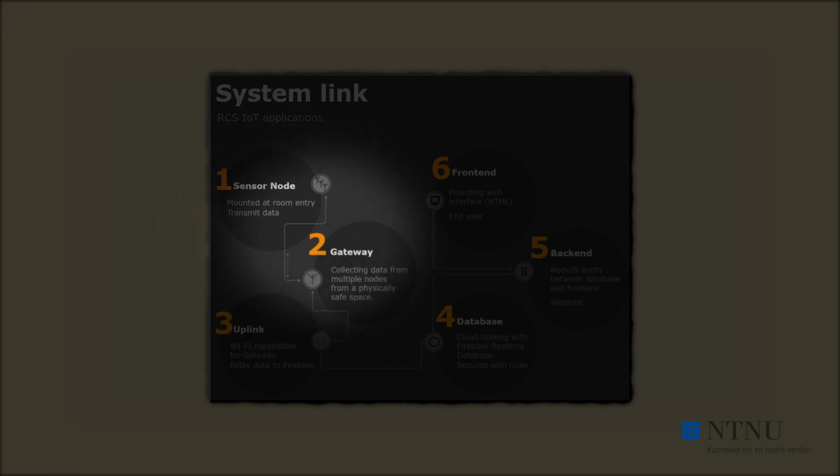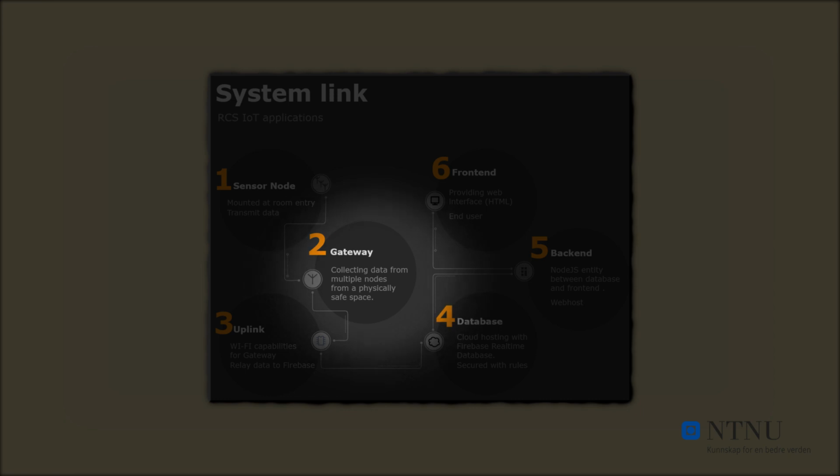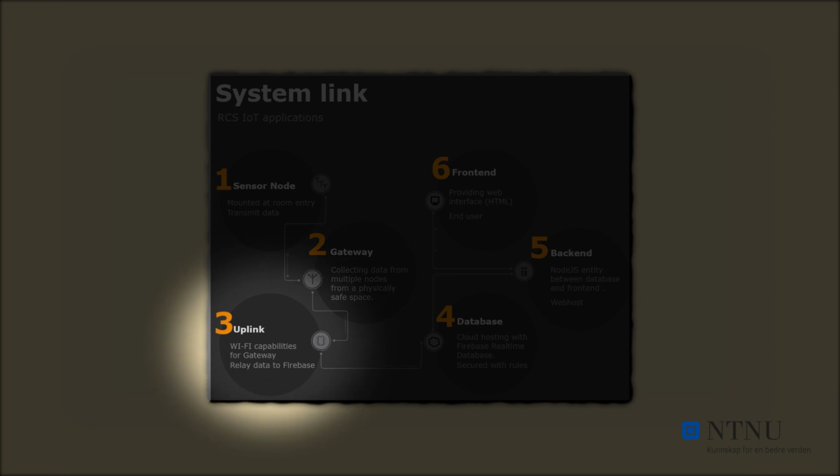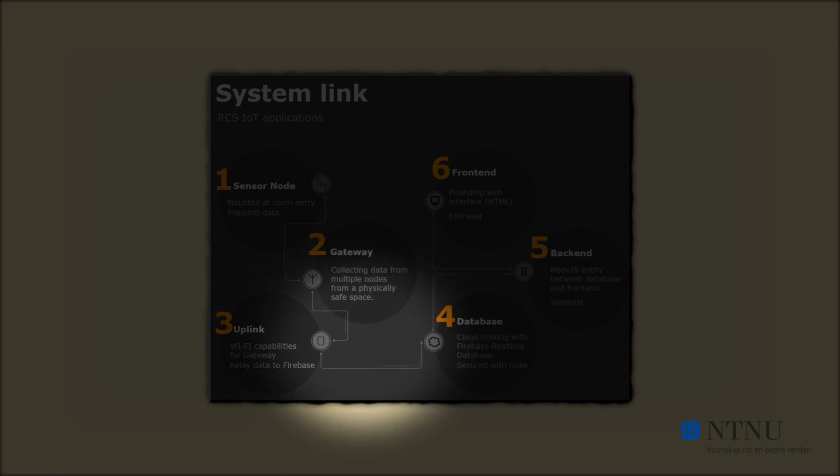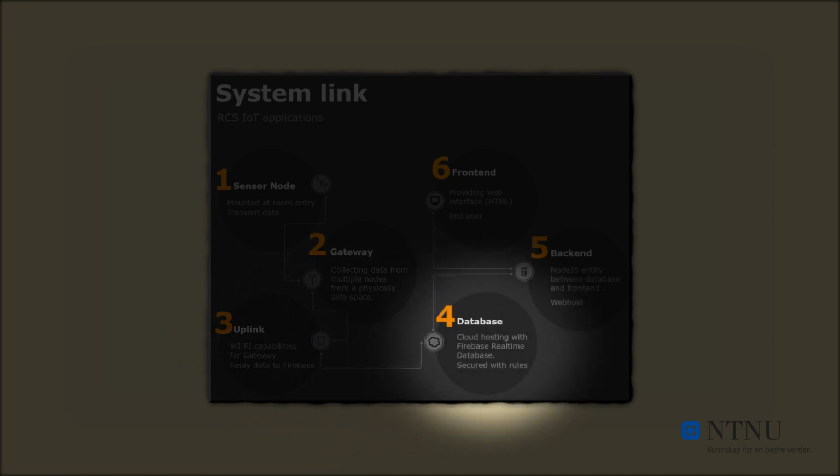At number 2, we have the gateway or collector, which is another hardware module that collects data and communicates with one or more nodes. Number 3, we have the uplink, which is yet again another hardware module, which can be considered a part of the gateway. The uplink is in this low-power IoT sensor system only used as the gateway does not have the Wi-Fi capabilities needed for direct connectivity to the database. The database is used for storage of the node's sensor data and is cloud-based.